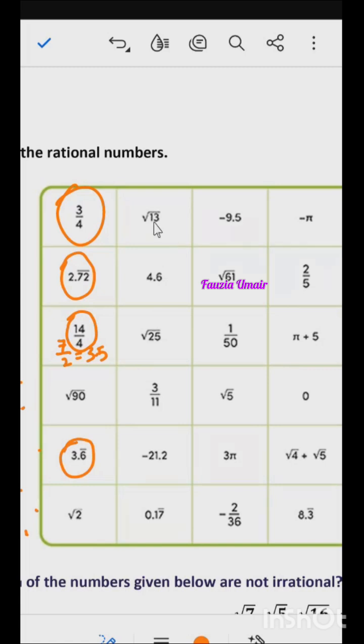Next is square root of 13. It is an irrational number. Why? Because it is not a perfect root. Non-solvable root. Very good. Next is 4.6. It is a recurring decimal. No, not recurring. It's a terminating decimal. For recurring there should be a bar. So it's a rational number.